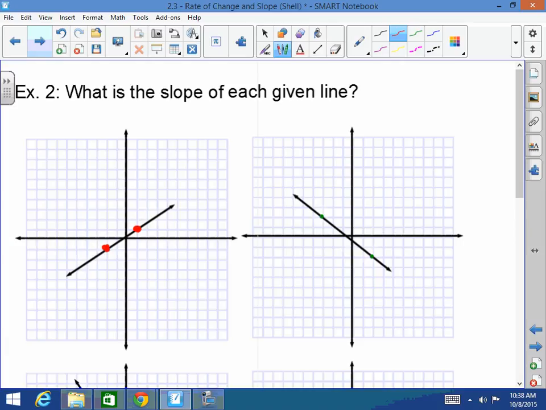For example, in this particular situation, I'm going up 1, 2, that's my vertical change, over 1, 2, 3. That's my horizontal change. My slope here is 2/3. I know I'm accurate because the line is going up from left to right, so it has to be positive. From this perfect point to this perfect point, I went up 2 over 3.